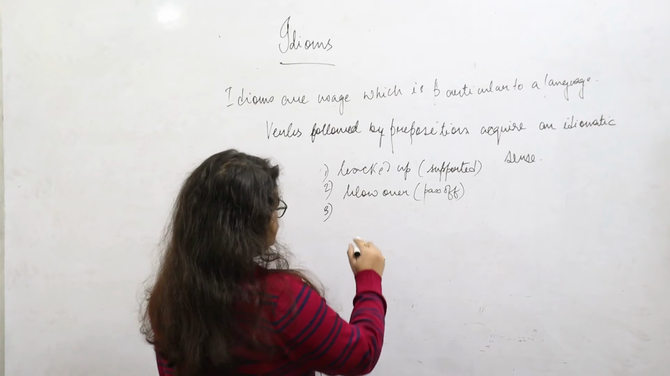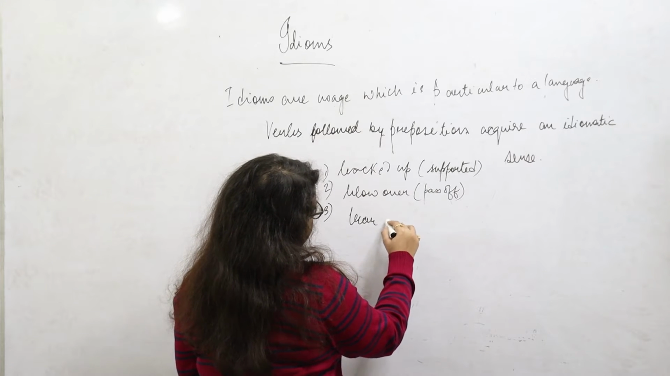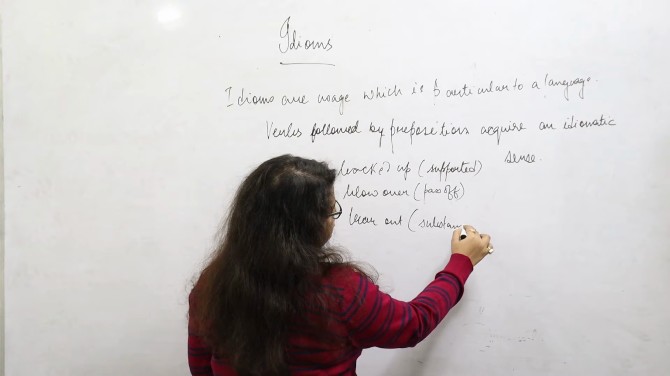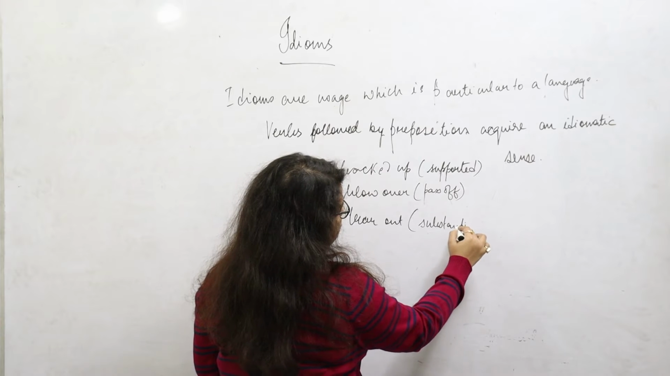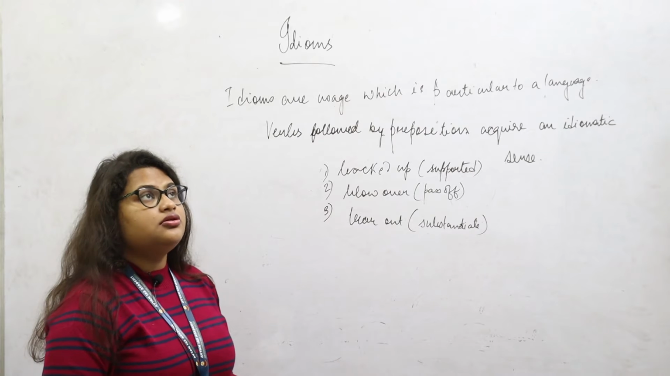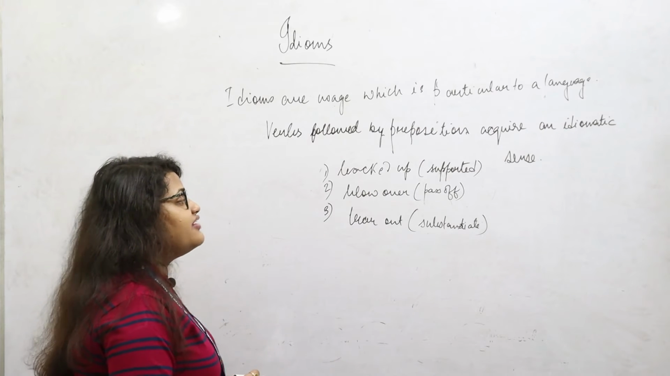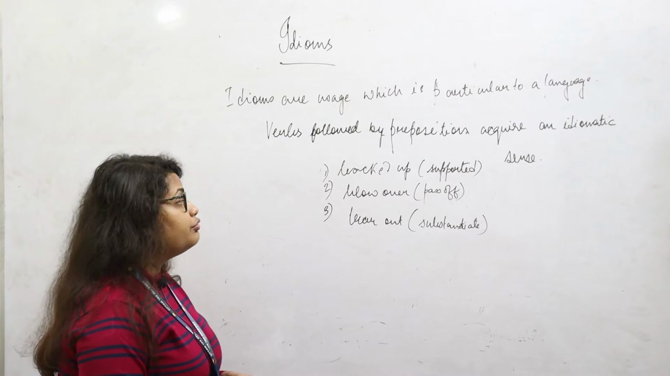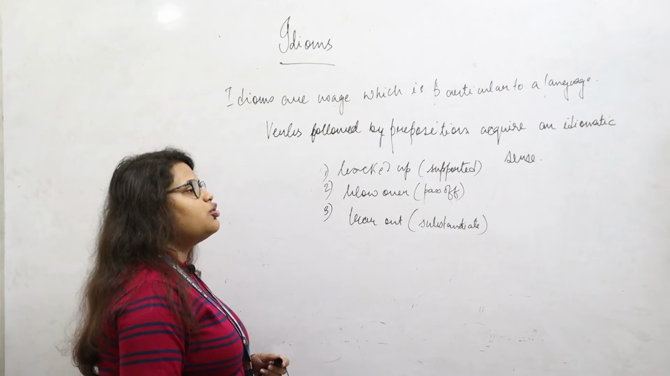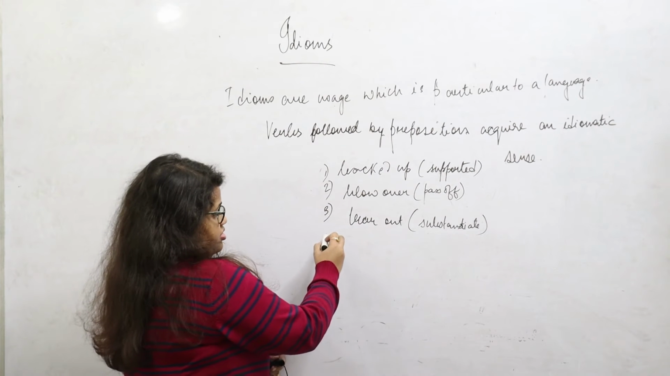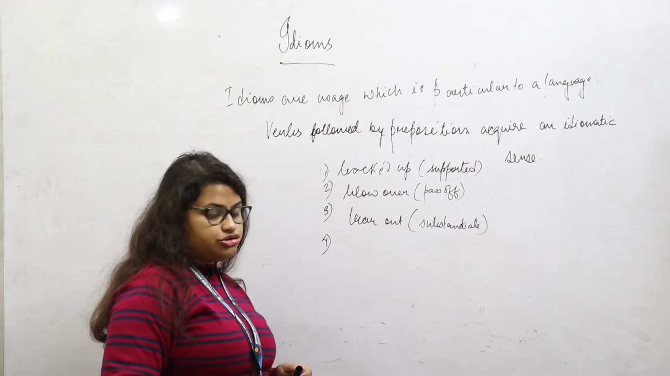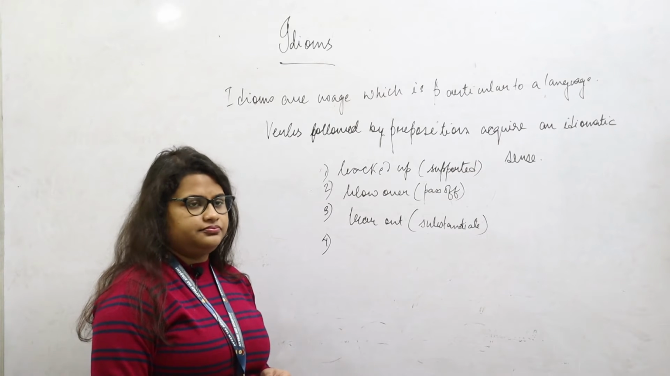Then next we'll do bear out, which means to substantiate. For example, we say that the convict failed to bear out evidence of his innocence. That is, the person who was accused could not produce enough evidence to say that he was not guilty.